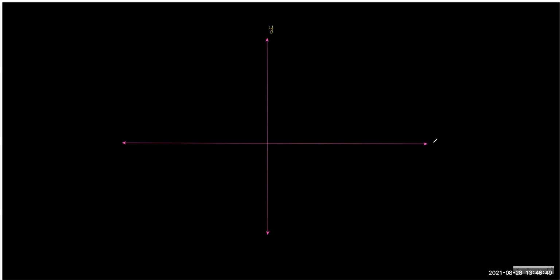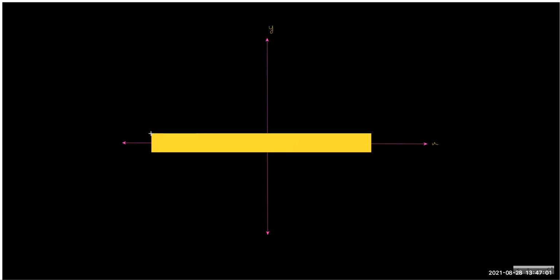So we have two mutually perpendicular roads. That's a nice thing. Basically it's a road actually, so let me show you as a road. And these roads are, of course, intersecting.